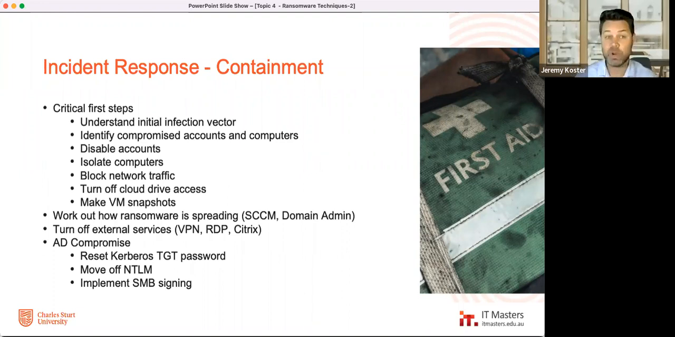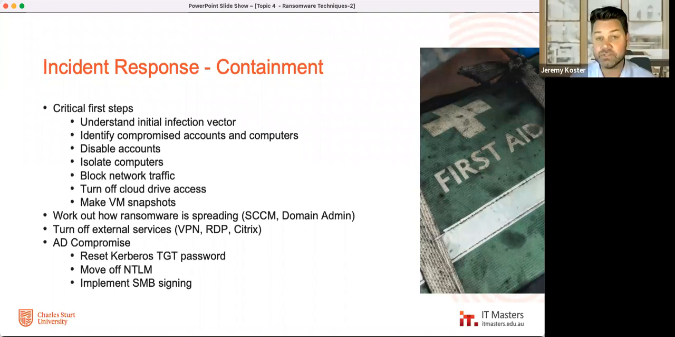We want to understand the initial infection vector. Is it coming through the VPN? Is it coming through a malicious document? Is it coming from an infected computer that's been brought in? Is it through Office 365, or is there some other way that they've managed to get a beachhead in your environment? You've got to understand that initial intrusion vector, initial infection vector, and identify the accounts that are being used in that vector.